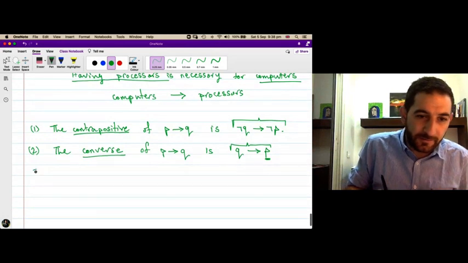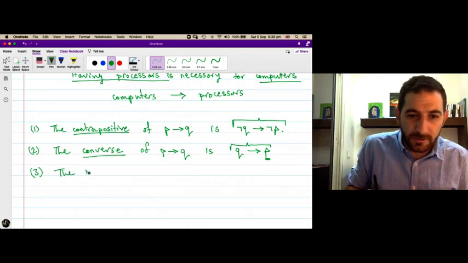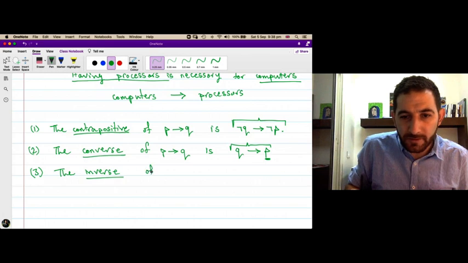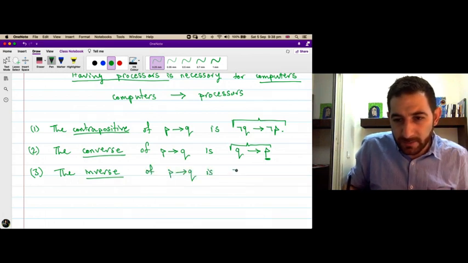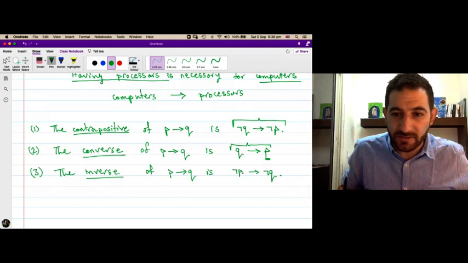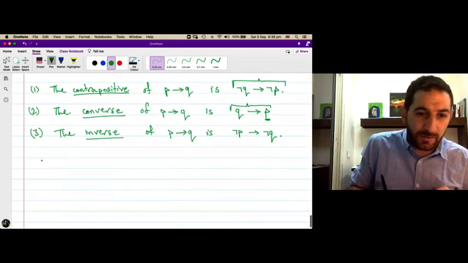And finally, third, the inverse of P implies Q. The inverse of P implies Q is not P implying not Q. Okay, this is the inverse. So it is the negation of the hypothesis implying the negation of the conclusion. Let's have a quick example.